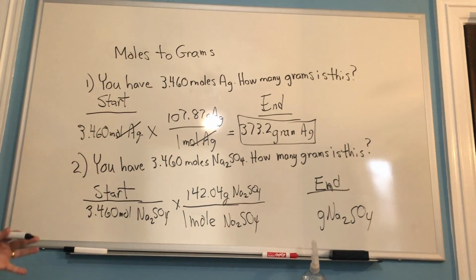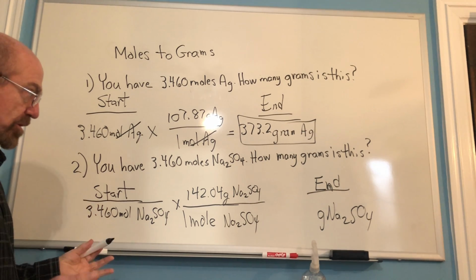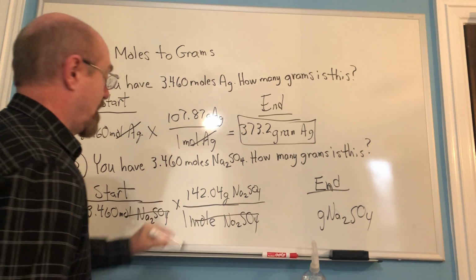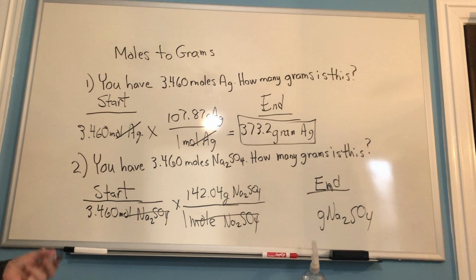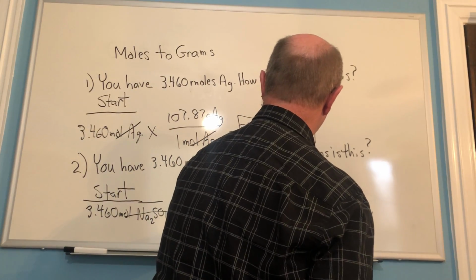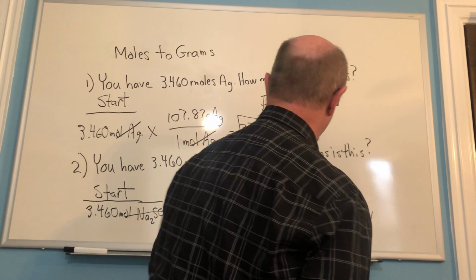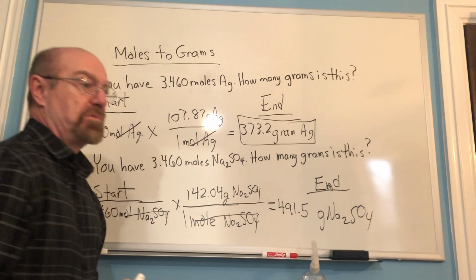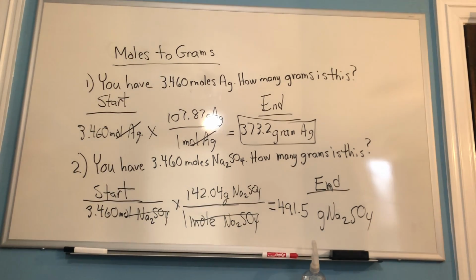Again, we set it up this way, which means we're going to be multiplying by the molar mass because the moles will drop out. We're just basically setting up so the units will disappear from the equation except for the units that we want. And our answer is 491.5 grams. And so that's how you go from moles to grams, whether it's an element or whether it's a compound.